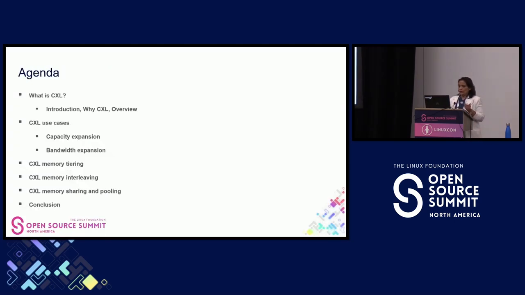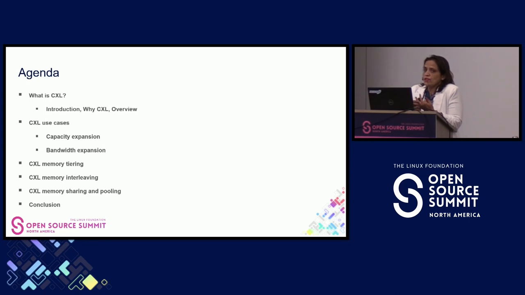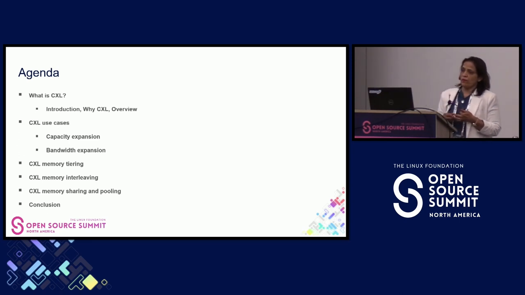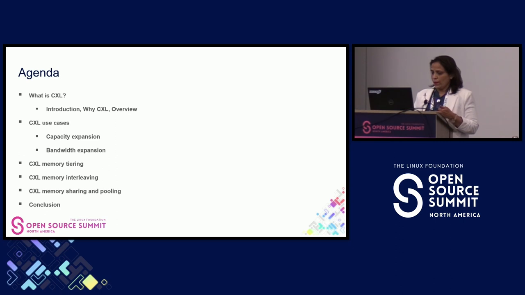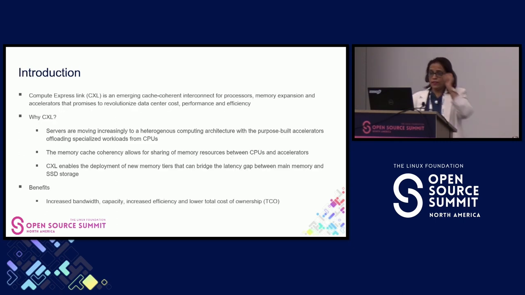So the agenda is to understand what CXL is, what it brings to the table, why CXL, and how CXL has evolved, and the different value propositions supported by CXL, particularly memory capacity expansion and memory bandwidth expansion. Okay. So CXL is the Compute Express Link standard. It's an emerging cache coherent interconnect standard for processors, memory expansion, and accelerators that basically promises to revolutionize the way data center cost, performance, and efficiency have been evolving.